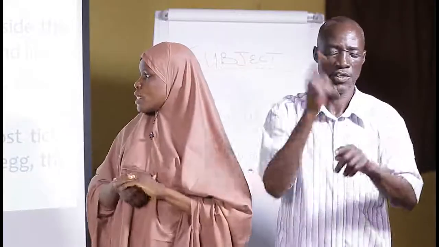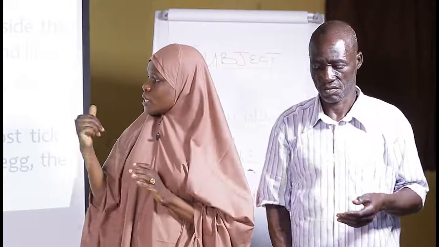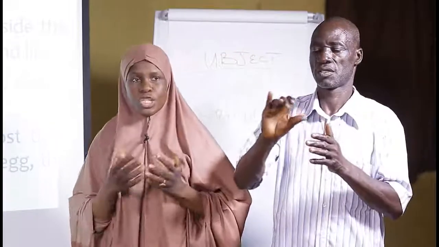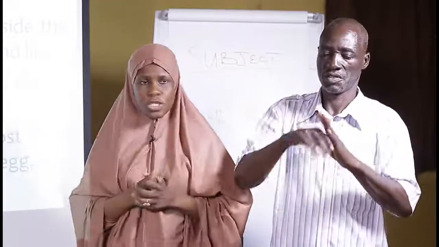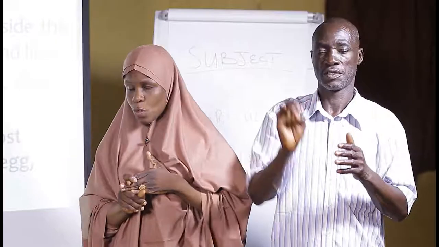The first one is the tick. Tick is an ectoparasite of cattle, sheep, goats, and dogs. Mostly these ticks, you find them in sheep, goats, dogs, etc. Life cycle of tick. The life cycle of most ticks occurs in 4 stages. It includes the egg, the larva, the nymph, and the adult stage.